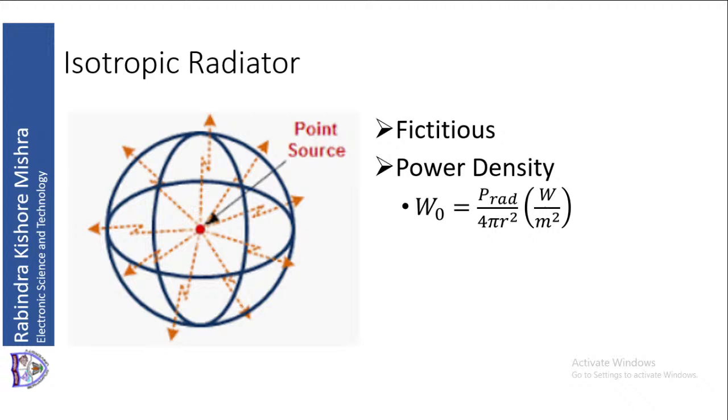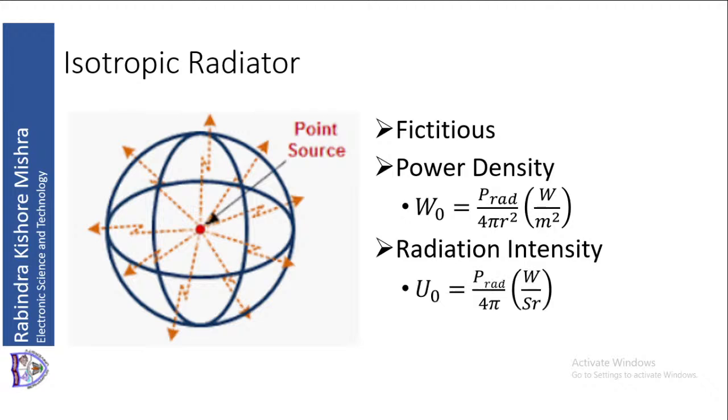The unit will be watts per meter square. Remember this W0, it is very simple: total power by total area. So P radiated power by total area, the surface of the sphere, which is 4 pi r square. The power unit is watt, and the 4 pi r square unit is meter square. So it is W by meter square.